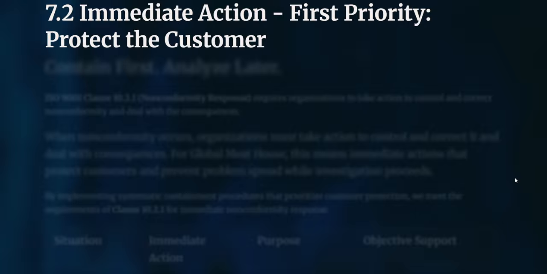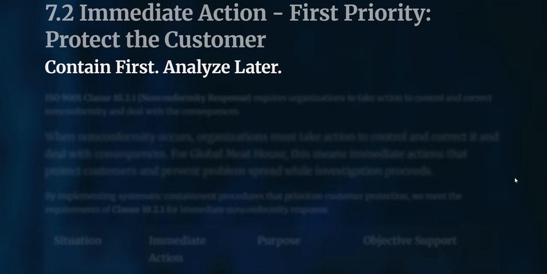The second topic today is immediate actions. Immediate action means the first priority is to protect the customer. And the approach for immediate action: we must contain first, then analyze later.